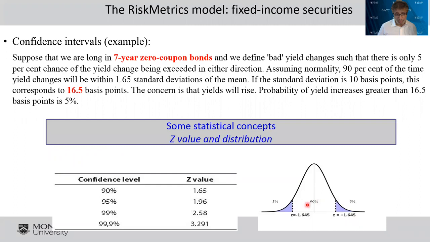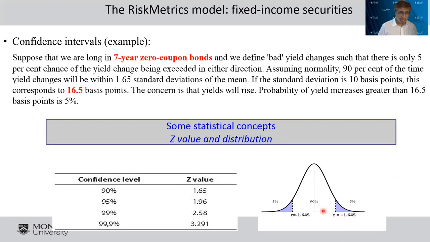If we are talking about 90% confidence, it means here is 5% out of this area, and here is 5% out of this area. So to calculate the Z from the tables or from Excel, it's 1.645.